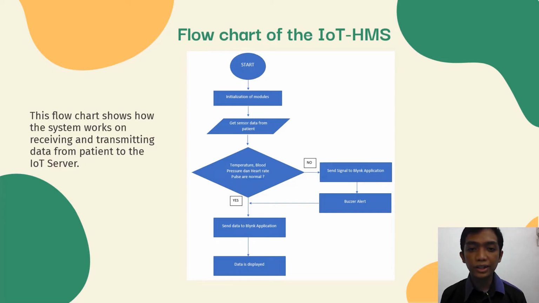If the readings are not normal, it will send a signal to the Blynk application and the buzzer will alert. When the buzzer alerts, it means the warning sign appears in the Blynk application. If the reading is normal, it will send data to the Blynk application and the data is displayed.